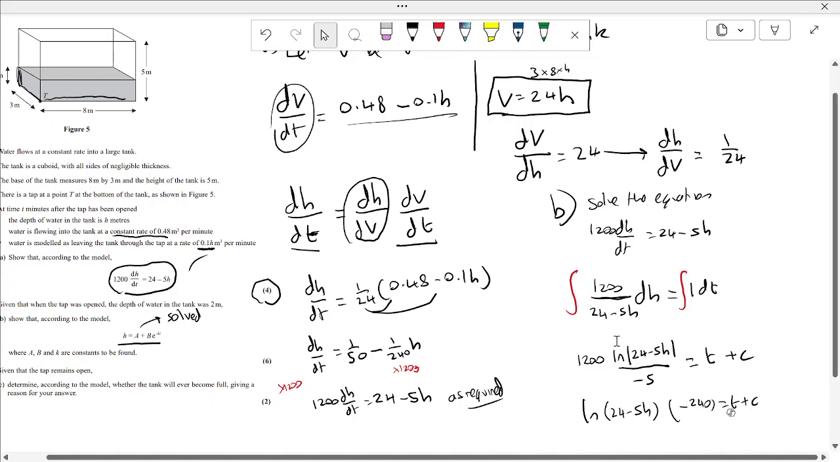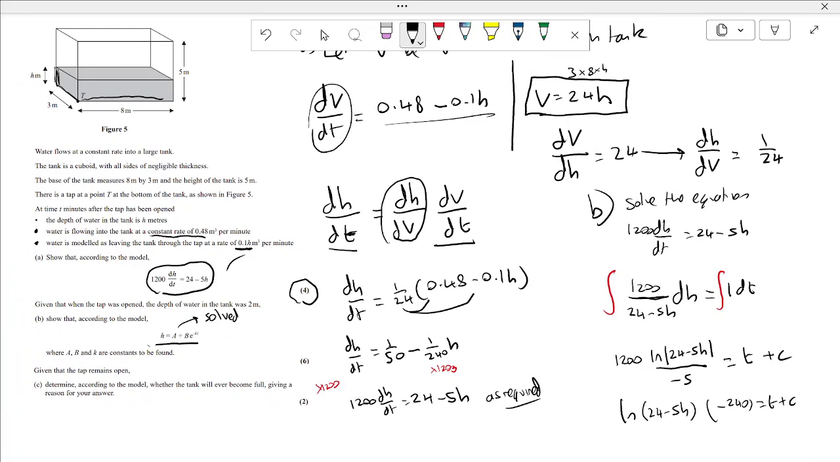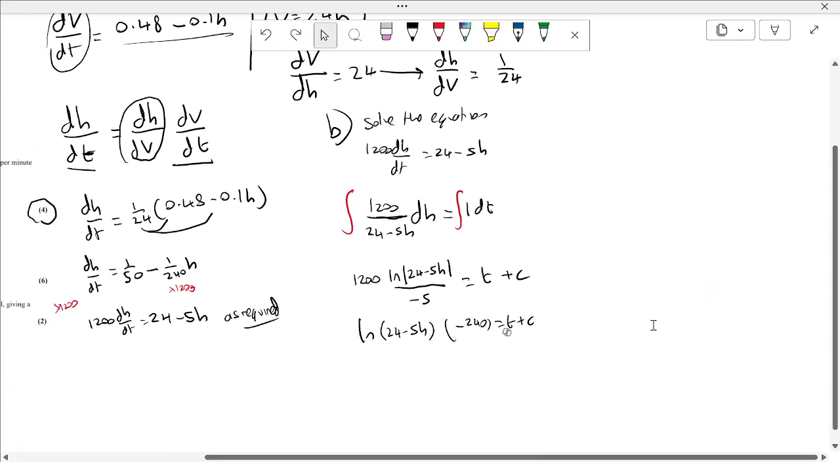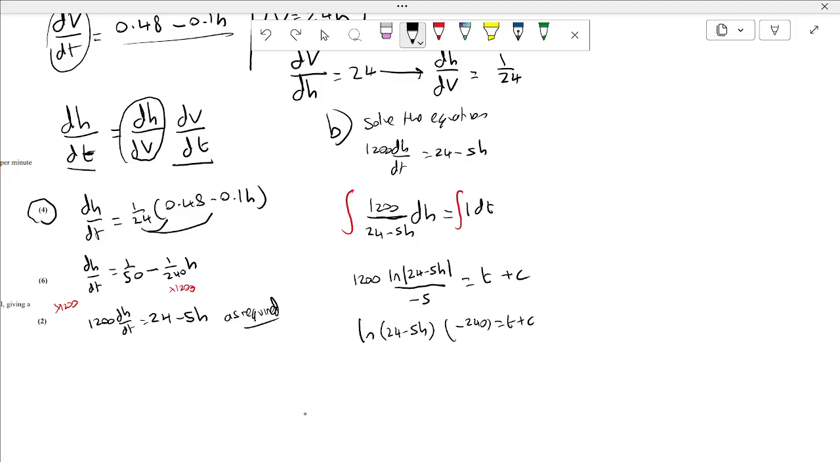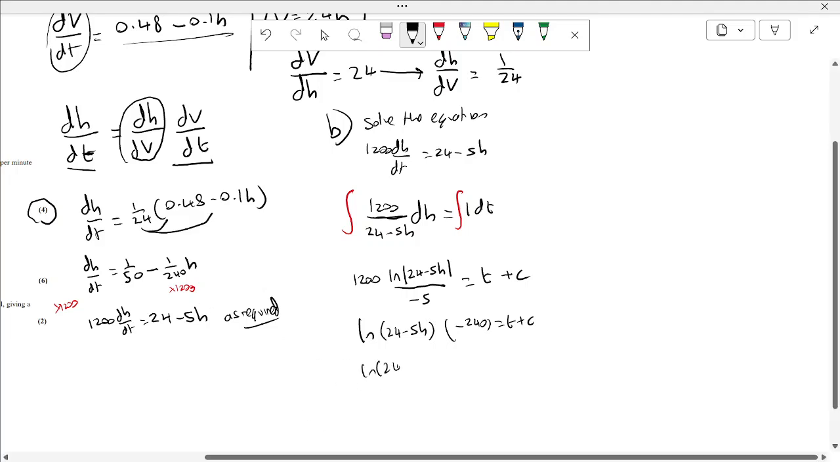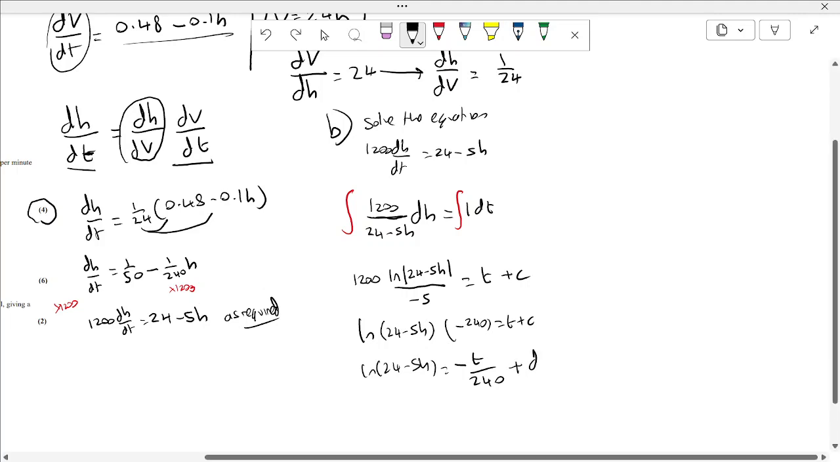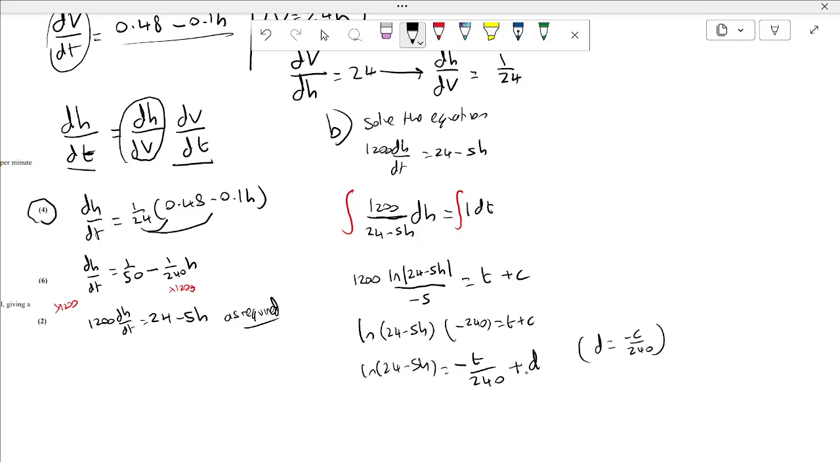And let's get h by itself because that's what we're going for. Okay. Well, I guess I will first divide by that negative 240. It's negative t over 240. Now the c over negative 240 is still just a constant, right? I could just call it c. I'll call it d, a different letter. But I don't have to keep writing c over 240. It's just some constant. It's not going to make a difference.